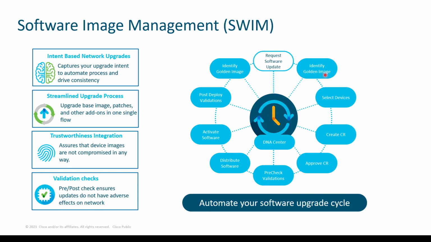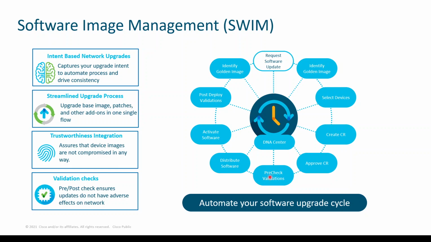You will then, from DNA Center, identify that image as the golden image. You will then select the devices that need to be upgraded. DNA Center will compare that golden image against the devices in inventory and will highlight those that are not compliant. Depending on your internal processes, you will create and approve a change request. And then within DNA Center, we'll start the upgrade process.